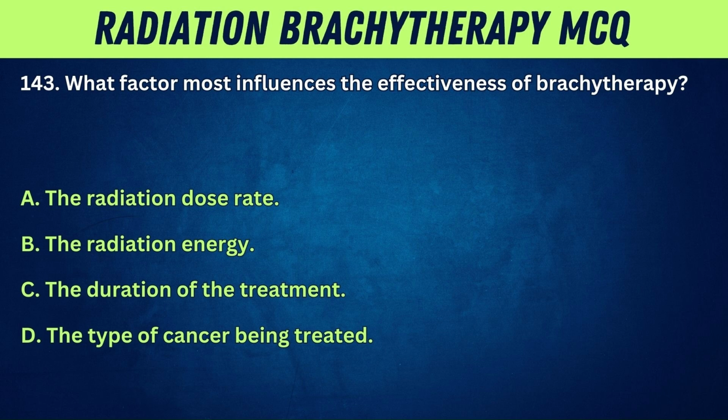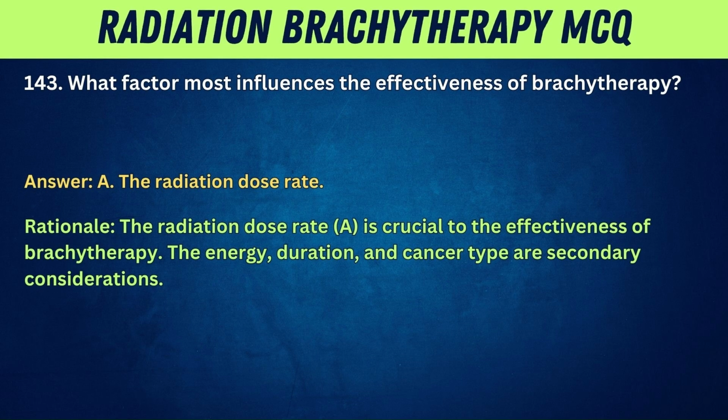143. What factor most influences the effectiveness of brachytherapy? A. The radiation dose rate. B. The radiation energy. C. The duration of the treatment. D. The type of cancer being treated. Answer: A. The radiation dose rate. Rationale: the radiation dose rate, A, is crucial to the effectiveness of brachytherapy. The energy, duration, and cancer type are secondary considerations.